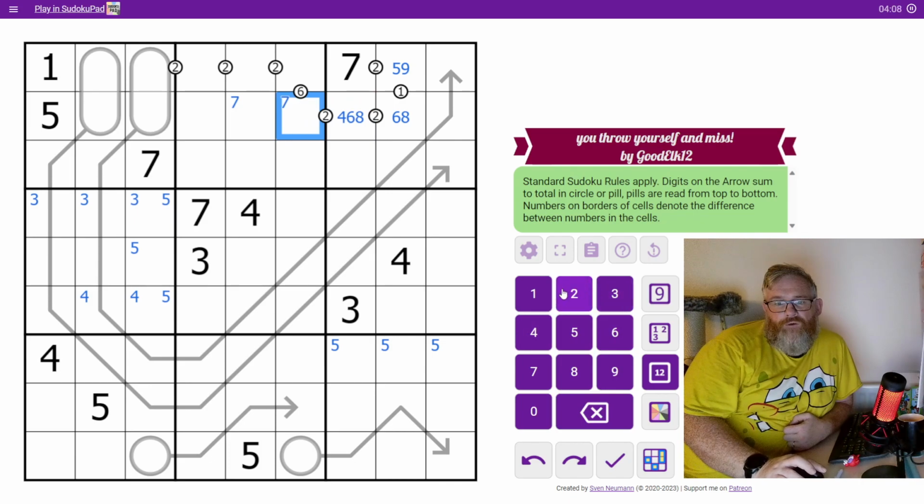And now we get the full set of even digits, because we can go 4 to 2, 6 to 4, 8 to 6, and we can do 6 to 8. We're getting them all set up here.